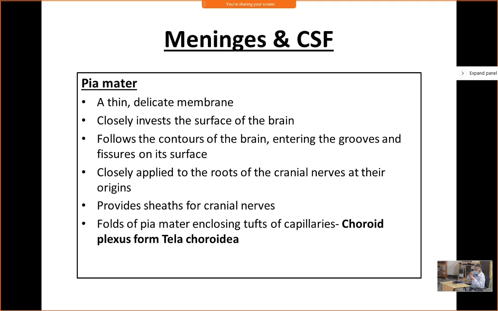Now folds of pia mater enclosing a tuft of capillaries are known as choroid plexus or tela choroidea. Suppose pia mater is going, then again it comes back, so it has a fold. At certain regions it forms a fold. Suppose there is a cavity, this is the roof, this is the floor. Pia mater will go inside, then come back and form a fold. Inside the fold some blood vessels will be present, and that capillary plexus is called choroid plexus. When it is present in your ventricular system, then we call it tela choroidea.